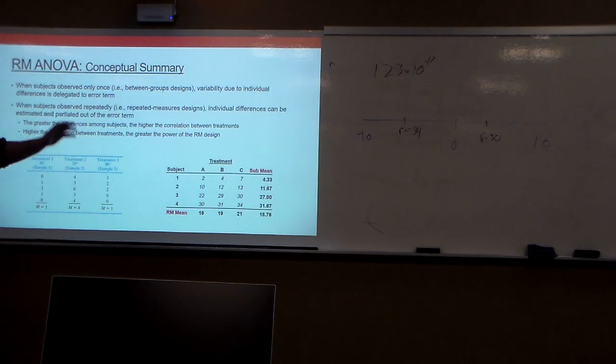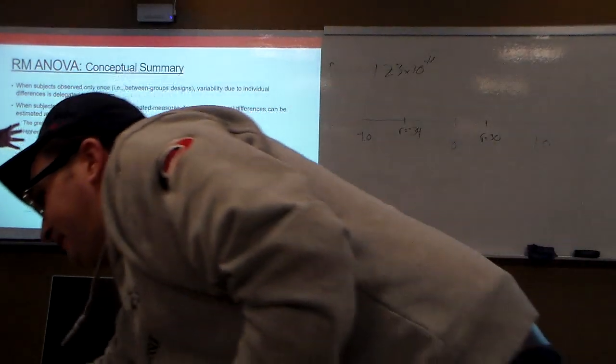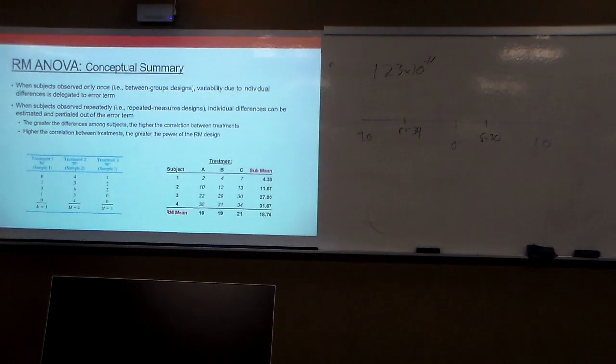So, as a conceptual summary, where we left off last time, talking about our repeated measure ANOVA designs. When we just have participants observed only at one time for our between group designs, what we have is a lot of individual differences that's just due to people being different. That gets designated the error term, and what that does is make that term a lot bigger. That error term is going in the denominator of all our F statistics.